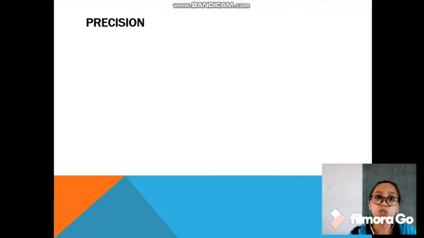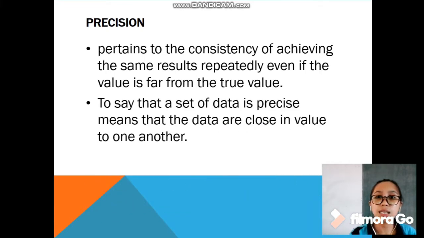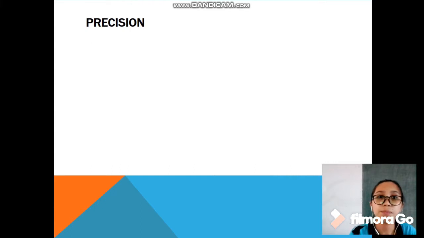So next we have precision. It pertains to the consistency of achieving the same results repeatedly even if the value is far from the true value. Precision is just like pagkadugol-dugol lang sa mga value. Okay? To say that the set of data is precise means that the data are close in value to one another. There is no relationship to the accepted value or the true value. As long as dugol-dugol sila, then you can say the data are precise.